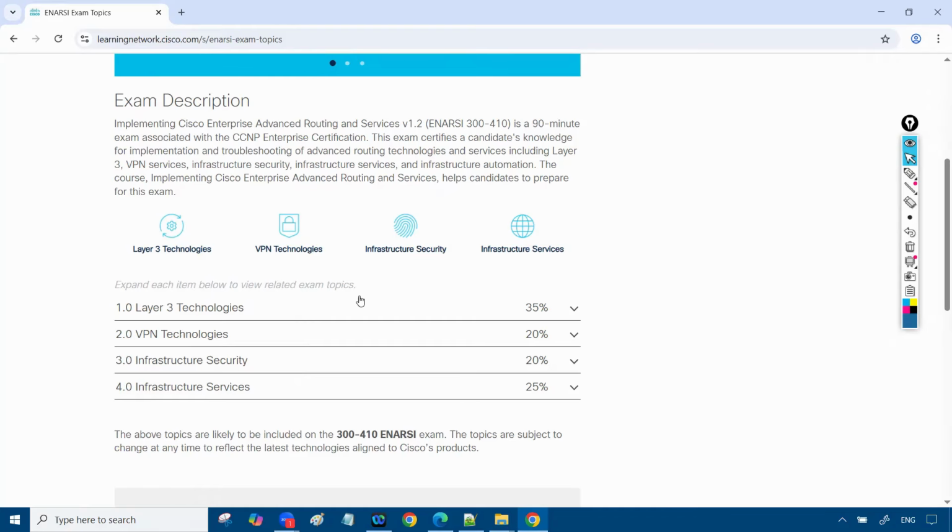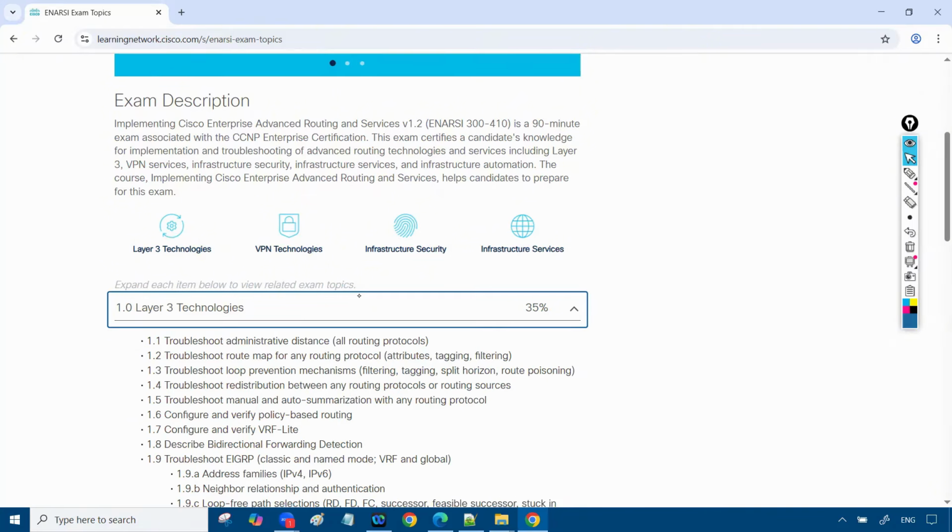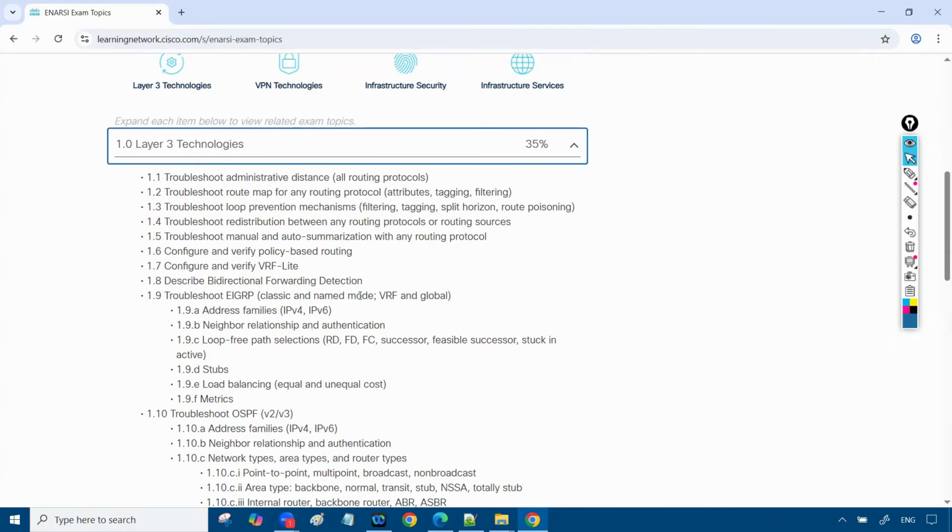Layer 3 technology has a lot of weightage over here. That's 35% only for Layer 3 technology. VPN has 20%, infrastructure security has 20%, and services we have 25%. If I look at the Layer 3 technologies, we have how we can configure routing protocols like OSPF, EIGRP, and BGP, how we can apply authentication for those routing protocols, and how we can do route manipulation and route filtering as well.